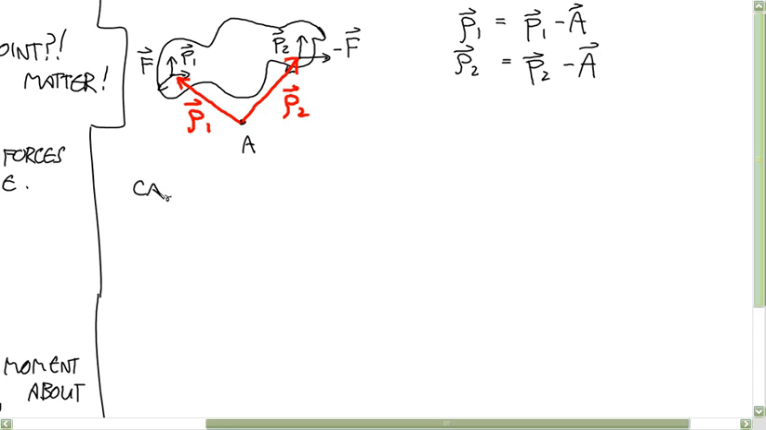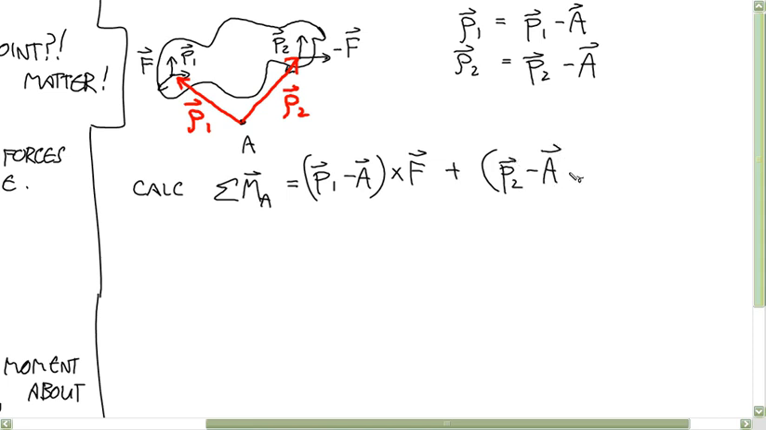And now I'm going to just calculate the sum of the moments about A. So the moment produced by the force F is rho 1 cross F, which is P1 minus A, crossed with F. And now just add the moment about A produced by the second force, this force negative F. So plus P2 minus A crossed with negative F.